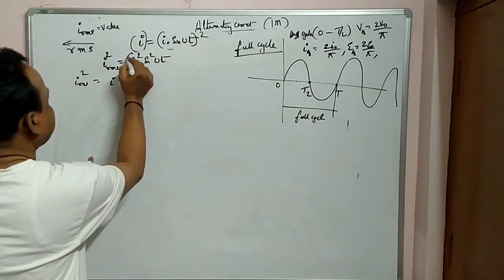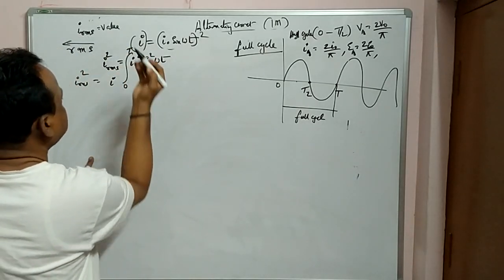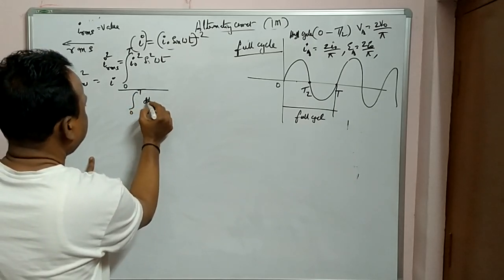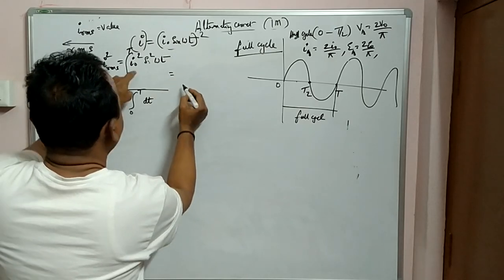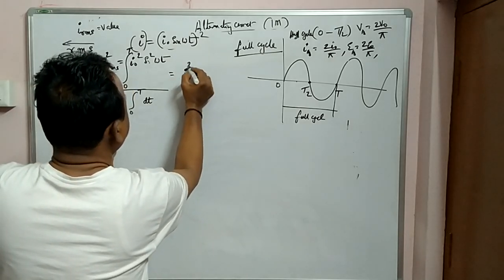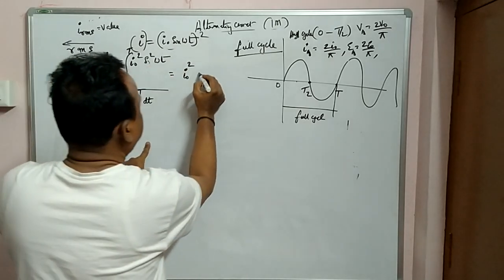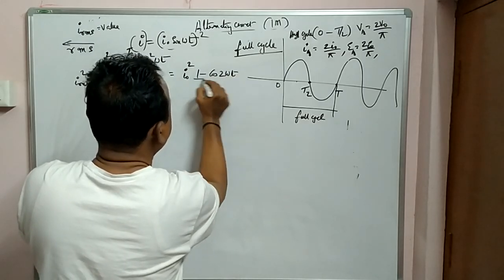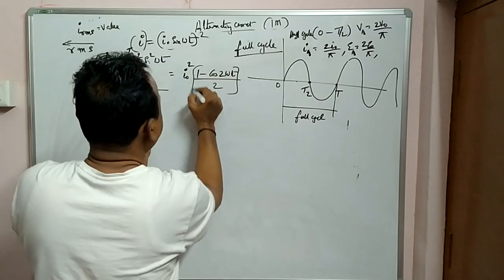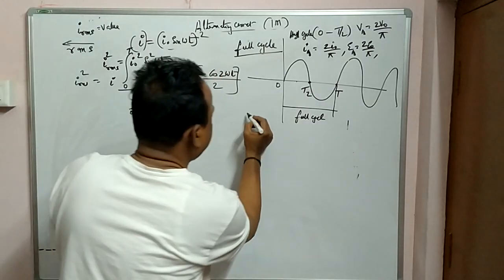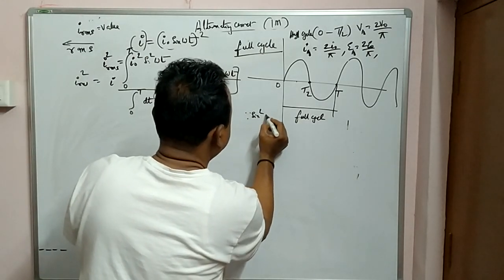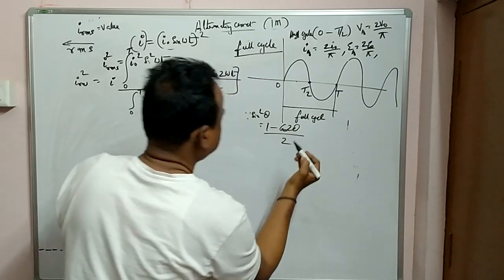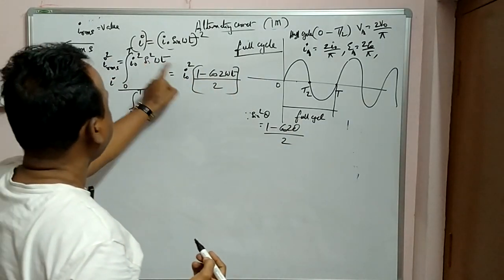So full cycle and limits, what did I say? 0 to T, by integral 0 to T dt. So this will become what? Take the constant outside. Sin square theta in trigonometry I can write as 1 minus cos 2 theta by 2. Okay? So that is how I wrote this.